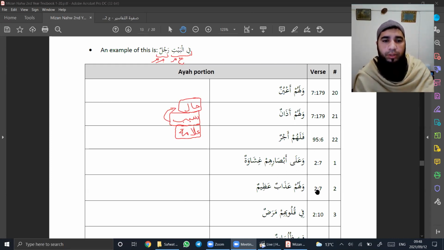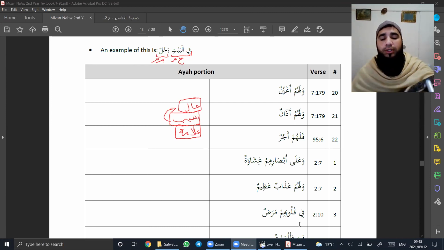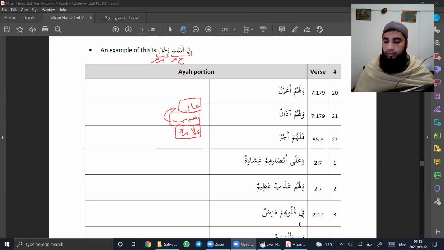Then we do number two, Surah 2, verse 7, "wa lahum azabun azim." But before that, Maulana, the one "wa ala absarihim ghishawatun," because we were debating between absarihim and ghishawatun. Okay, let's look at that.